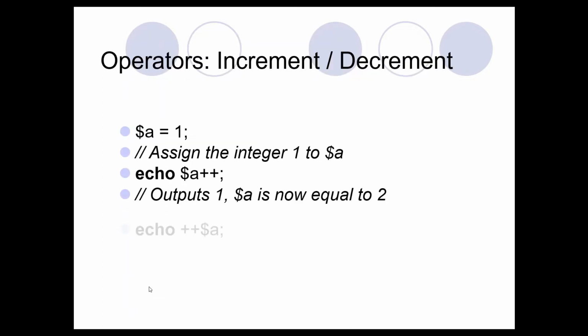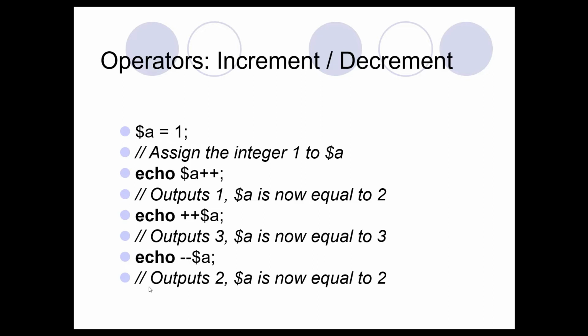Let us see how increment and decrement operators work. Increment and decrement operators are of two types: one is called post-increment and the other pre-increment. Over here we have a variable $a equal to 1. This is the assignment operator, so it will assign the value 1 to the $a variable. Next we print $a with a plus plus. Here we are incrementing the value of $a and also printing it. First the current value of $a is printed and after that it is incremented. So this is called post-increment. This statement will output 1 and the $a value will become 2.